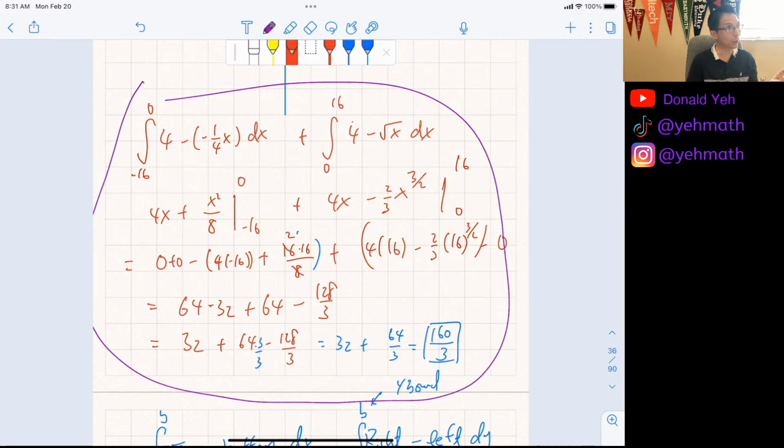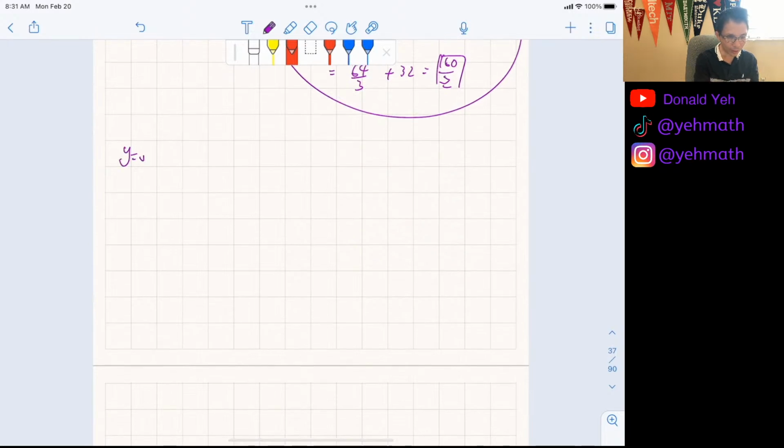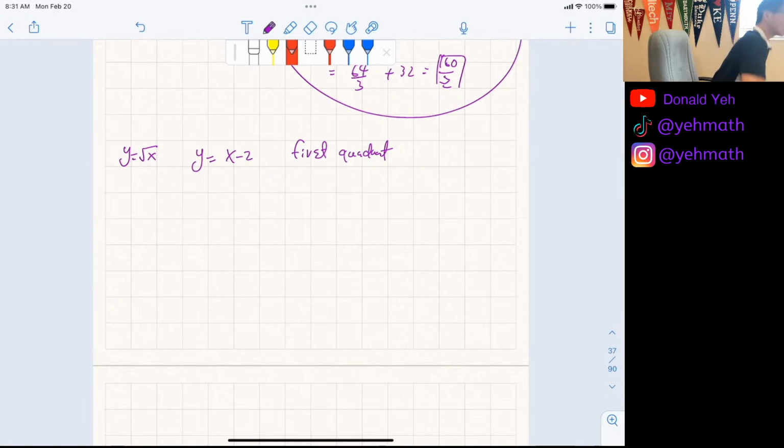Now, do you remember we also gave you homework for another question? The question says y equals square root of x, and y equals x minus 2, in the first quadrant. Now I want you to do this question completely differently. The work of the X perspective is all the way on the board. It's right here. I did it last week. It's this much work.